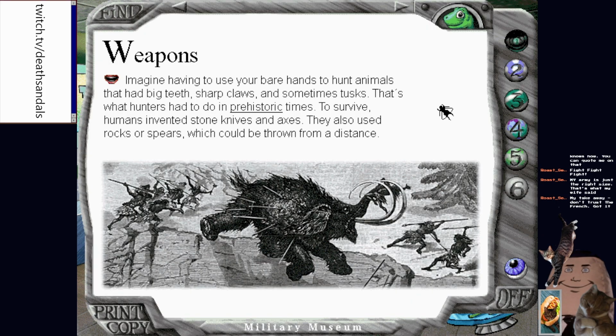Okay. Weapons. Imagine having to use your bare hands to hunt that animal. Holy fuck, picture that. It had big teeth, badass though. Sharp claws, nearly like tusks sometimes. It looks like it's drawn by Frank Frazetta or something. That's what hunters had to do in prehistoric times. To survive, humans invented stone knives and axes. They also used rocks or spears, which could be thrown from a distance.